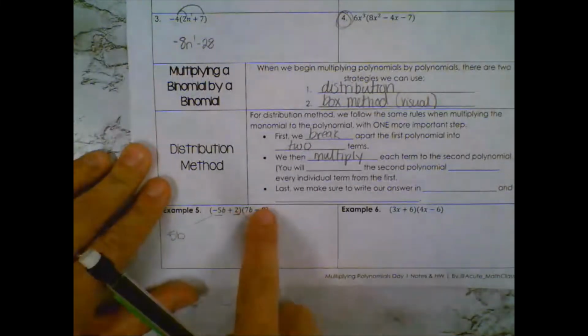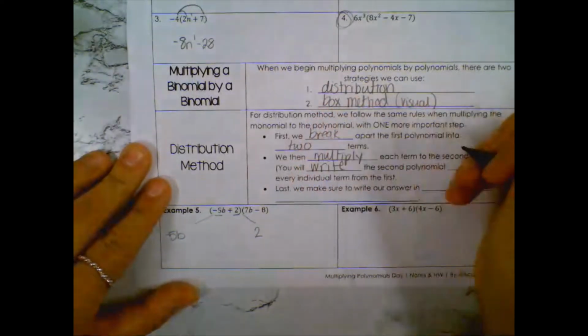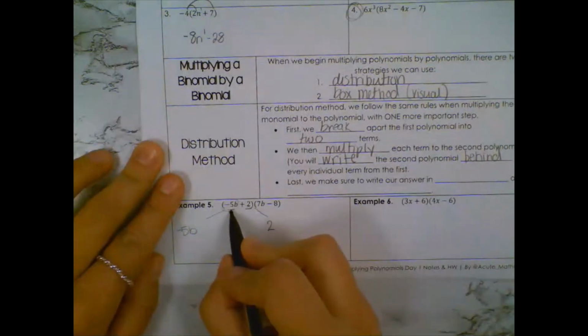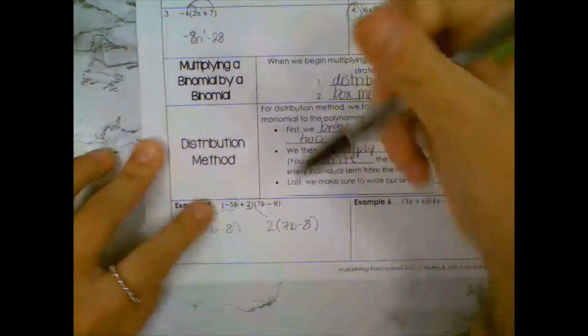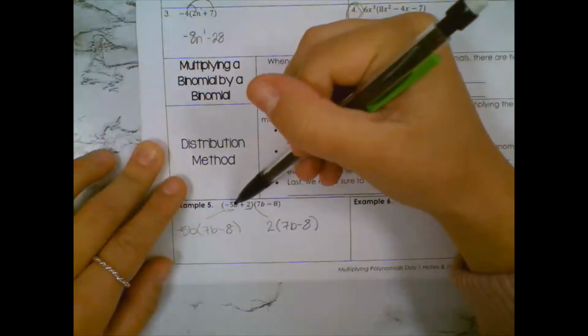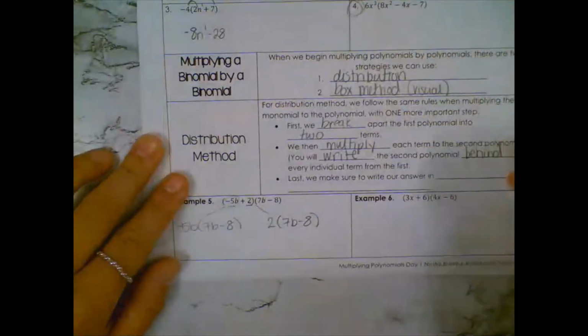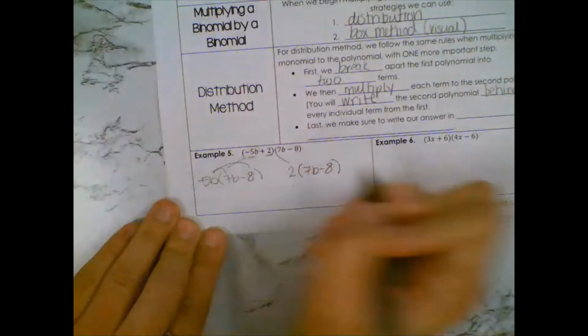And what I'm going to do is I will then multiply each term in the second polynomial. So in order to multiply this to each term in the second polynomial, I'm going to write the second polynomial behind each of those two terms that I broke up. So this is going to become negative 5b times the 7b minus 8 and a positive 2 times the 7b minus 8. So that's going to have everything be multiplied together. So the first times the second, the next one times the second polynomial. So we're going to go ahead and do that, and then I'll talk about simplifying at the end. What this does is it breaks it into two easier distributions.